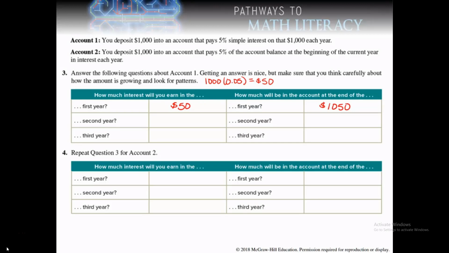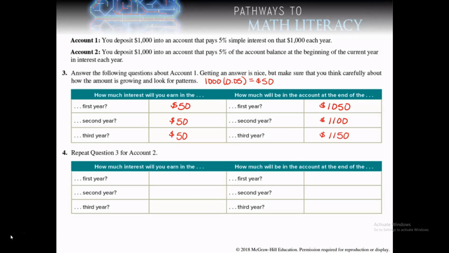And then how much do we earn in the second year? Well, with a simple interest account, we would earn the same amount. So we'll earn $50 again in the second year, which is going to bring our running total up to $1,100. And then we'll earn $50 again in the third year, which brings our total up to $1,150.